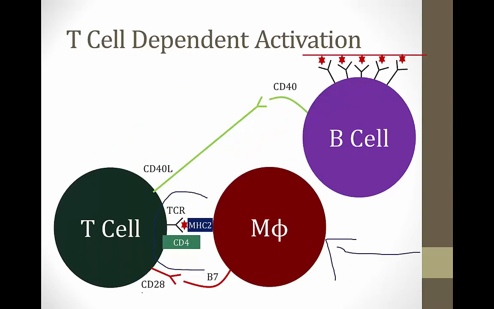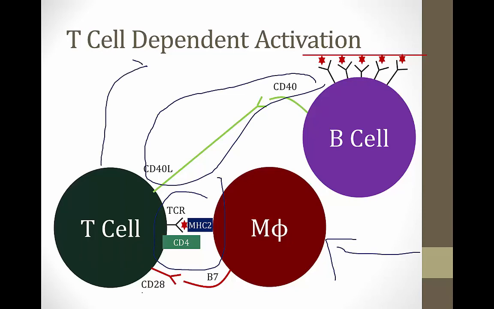Sometimes you can have a variation on this process where a macrophage presents antigen to the T cell and activates it via MHC class II and CD4, and then separately the B cell binds to the T cell via CD40, and in this way you can also activate the T cells to secrete cytokines, but the B cell doesn't have to be the antigen presenter.